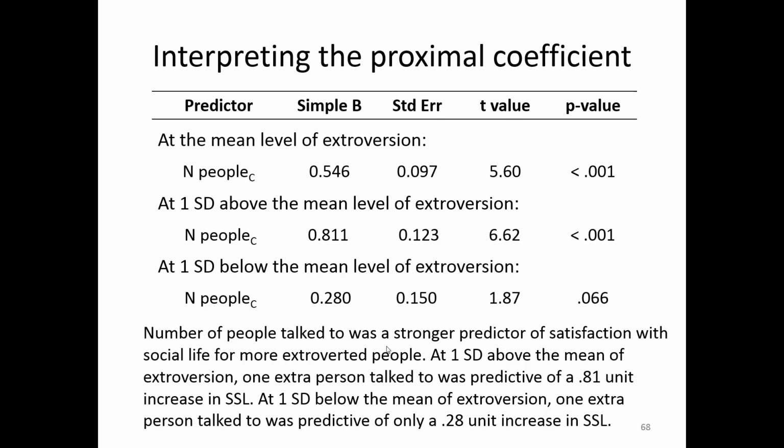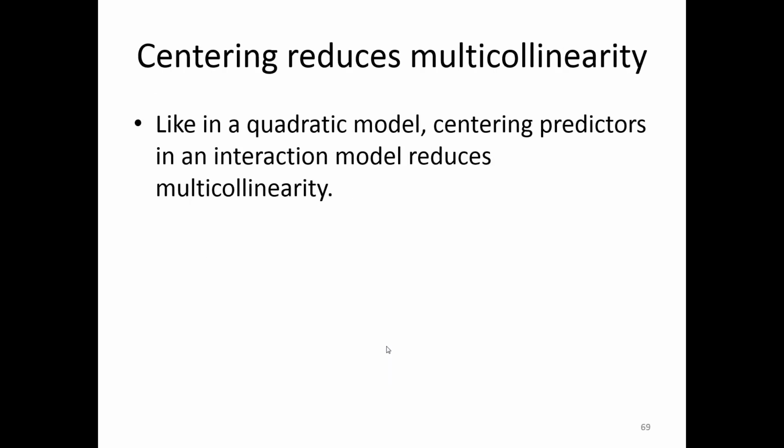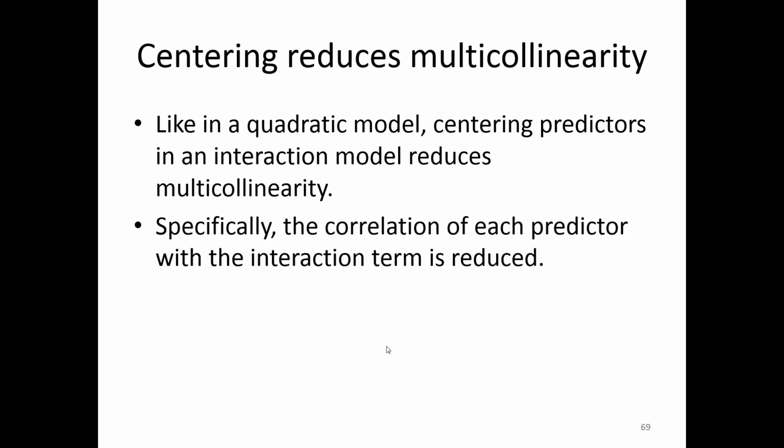So in other words, there's a much weaker effect of number of people talked to on satisfaction with social life the lower the person is for extroversion. So just like in a quadratic model, centering predictors in an interaction oftentimes reduces non-essential multicollinearity.